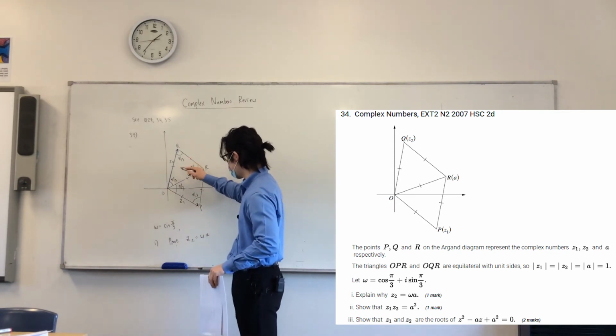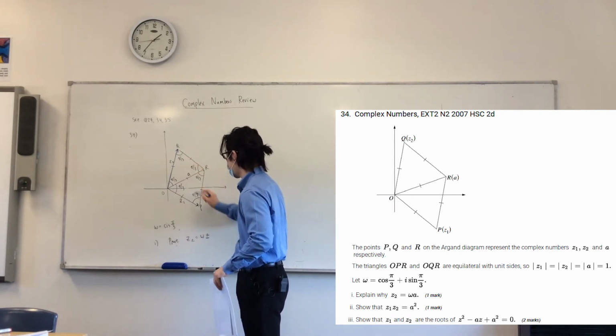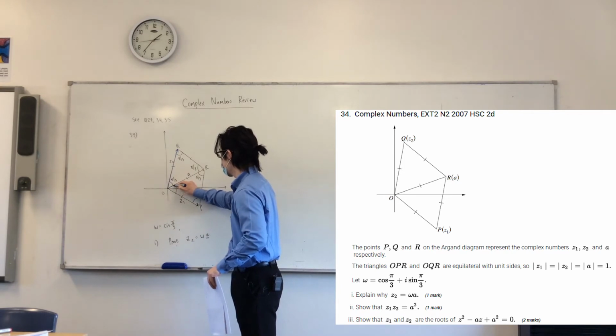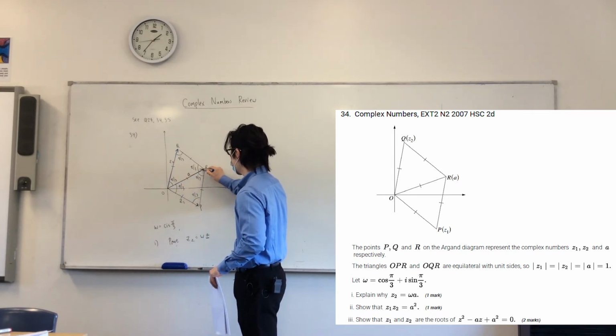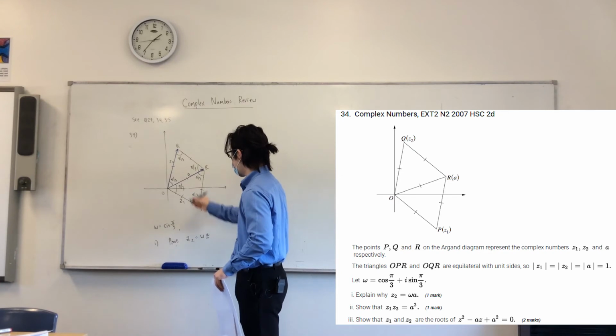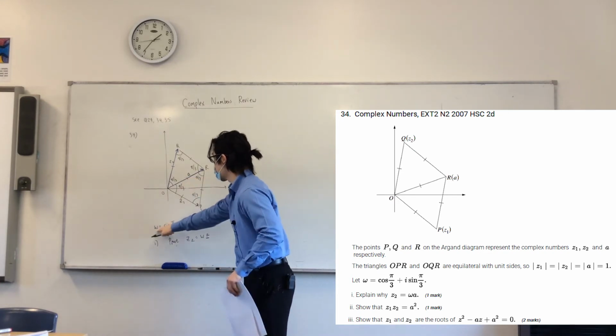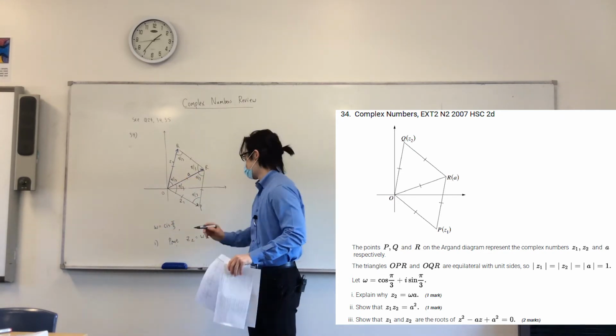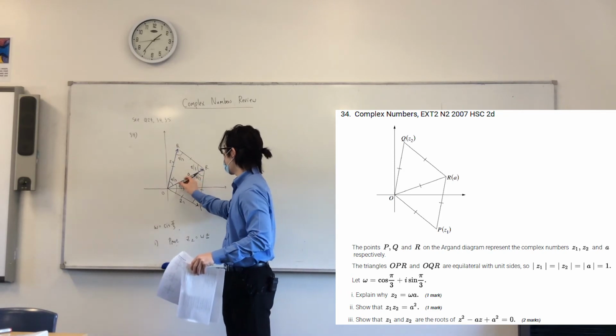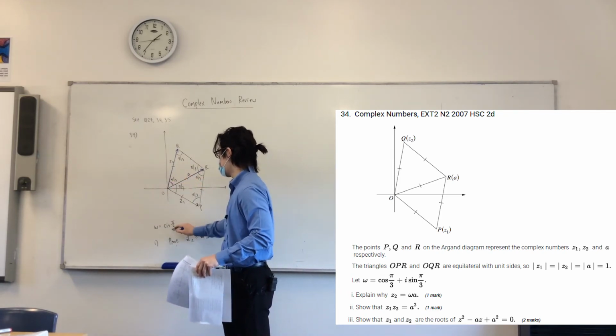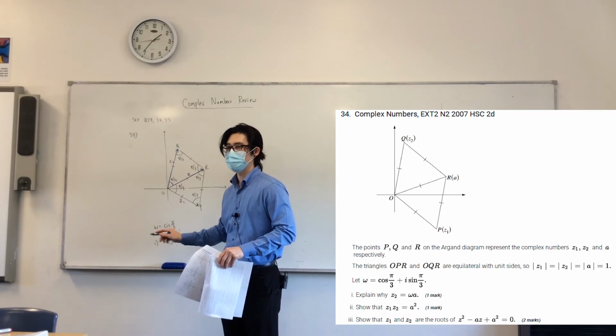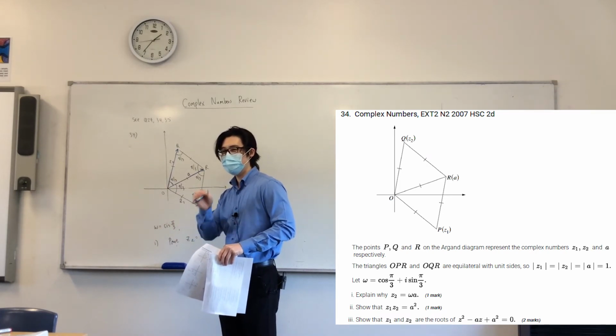So we need to prove Z2 is equal to, now, A is involved. We need to prove A times W is equal to Z2. As you can see, to get from A to Z2, you're just multiplying by cis pi over 3, which is W. That was obvious to you?